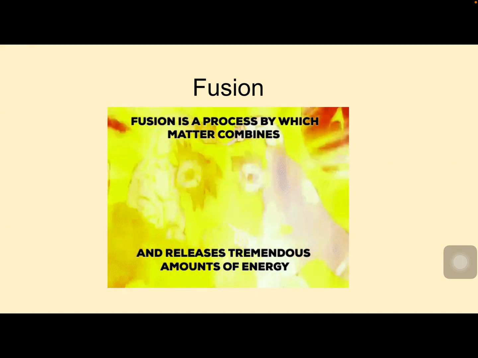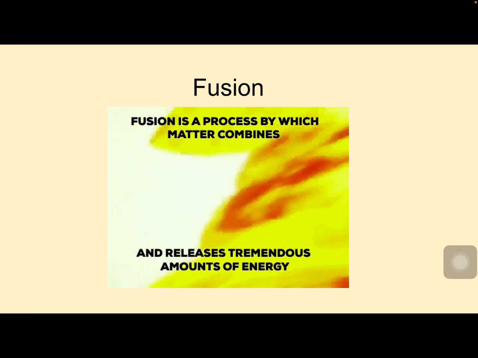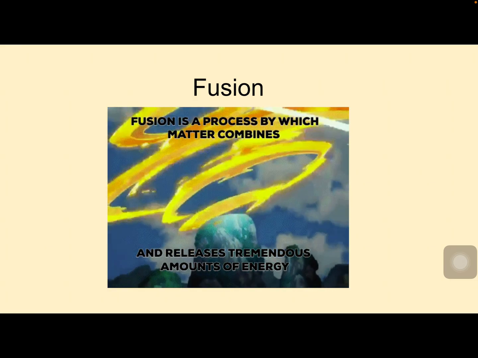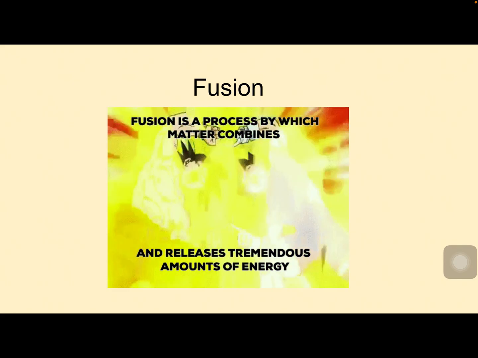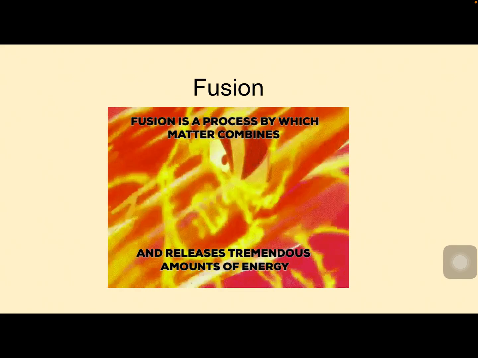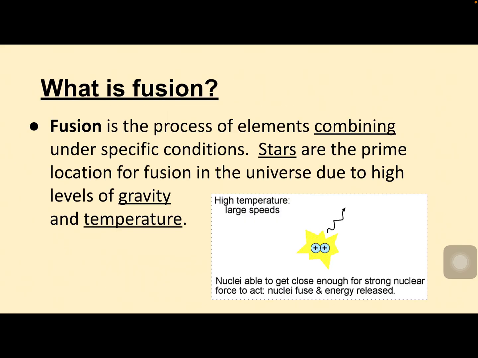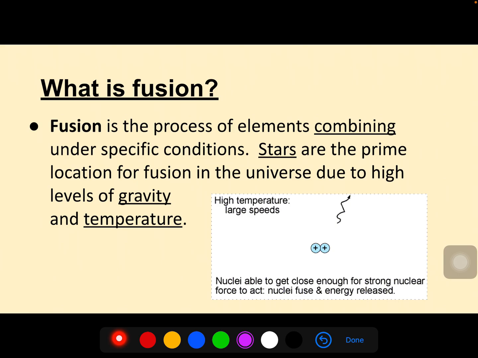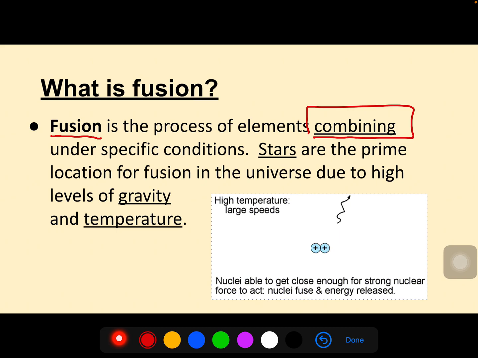So here's what we know about fusion. It's a process that's happening specifically in stars because of all their conditions. So we want to make sure we understand what conditions are necessary and then what exactly is happening to these elements being involved in fusion. Well, this idea of fusion, like we said, our shortcut to the word fusion is combine, right? Or combining. We've got two or more elements combining under specific conditions.